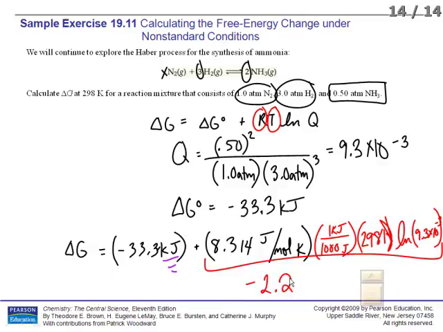So you have negative 33.3 minus 2.2. I get approximately, for the whole thing, delta G, I get approximately negative 35.5. Hope I did it right. Ooh, I did it wrong. What did I do? Try again.